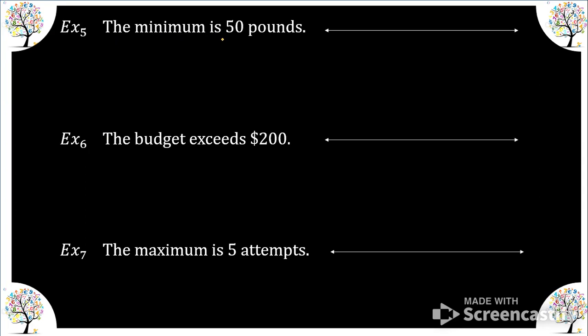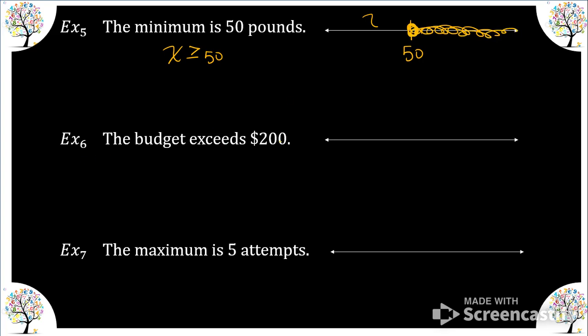The minimum is 50 pounds. So we have some minimum. The minimum is 50. So it can be 50 or greater than 50. So our boundary number is 50. X can equal 50, so we close it up, or it can be more because the minimum is 50 pounds, so 50 pounds or more.